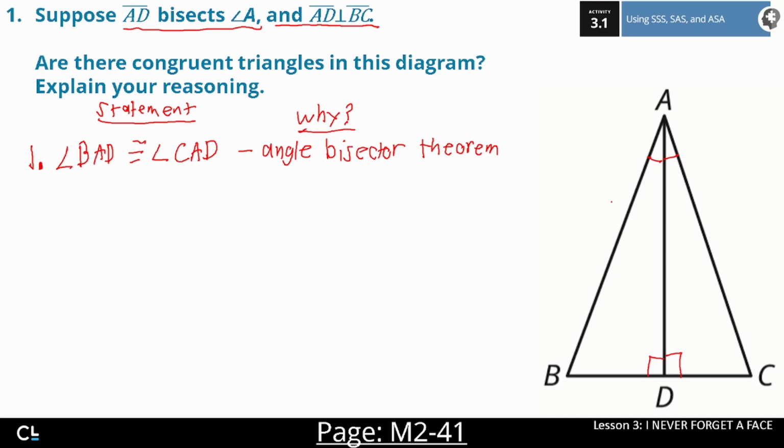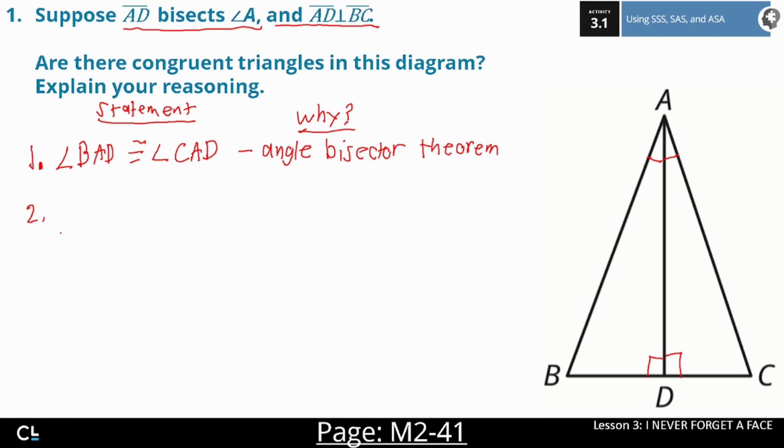Why does this make sense, right? Since AD bisected our big angle here, that's an angle bisector, which means that the two smaller angles it creates have to be equal, which happens here, right? So that's our first statement.